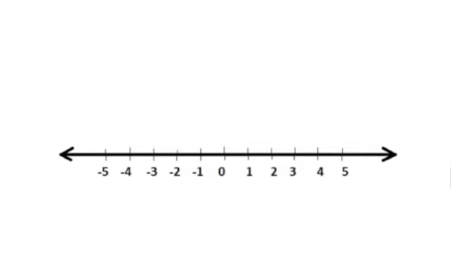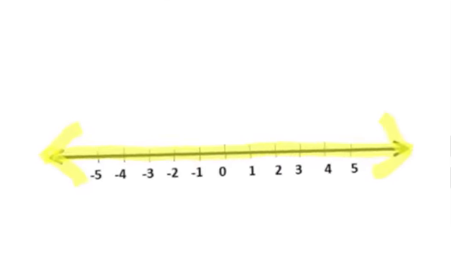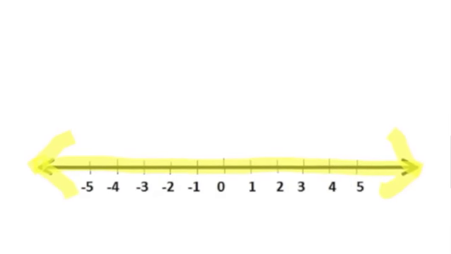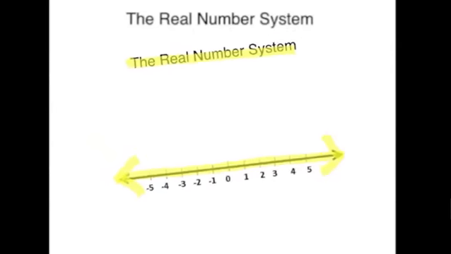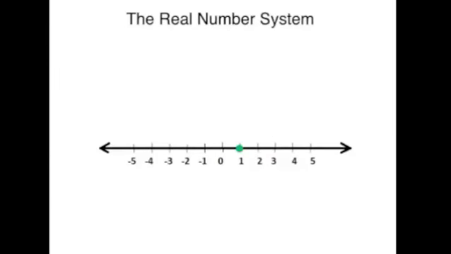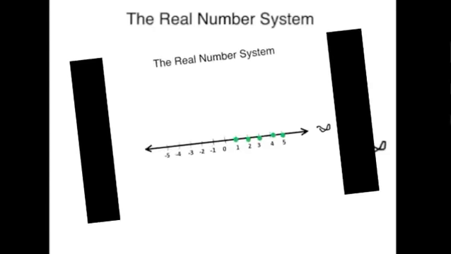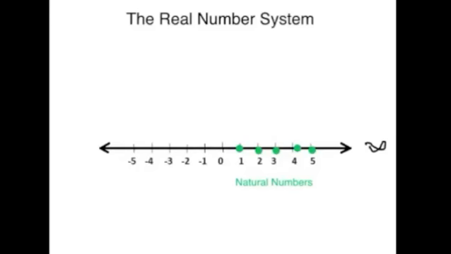The real number system can be completely graphed on this number line. It would cover every single spot of it if we could graph them all. We always start learning about real numbers when we start counting 1, 2, 3, 4, 5, all the way to positive infinity. Those are called the natural numbers.